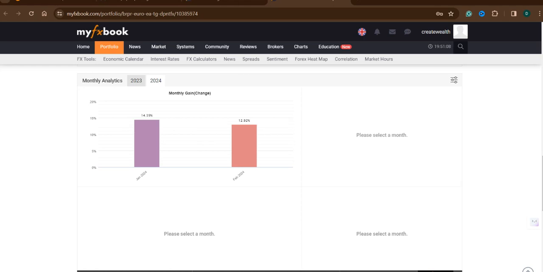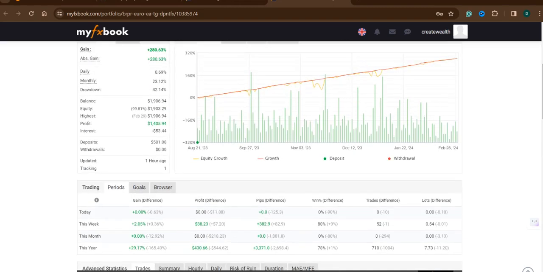I have not increased the lot size. The lot size remained the same, 0.01, and it has been almost 7 months. So I will probably migrate it to another account. I just want to show you this, because a couple of people asked me to at least create a video before I close this account, so I'm creating a video on this. Maybe I will migrate my account to another account and start with higher equity, maybe 1000 or 1500, whatever.